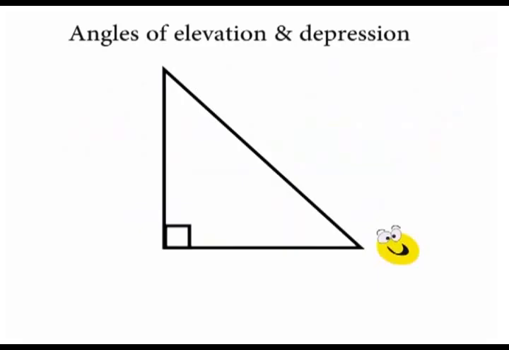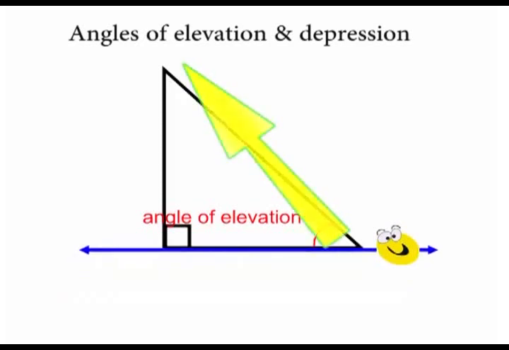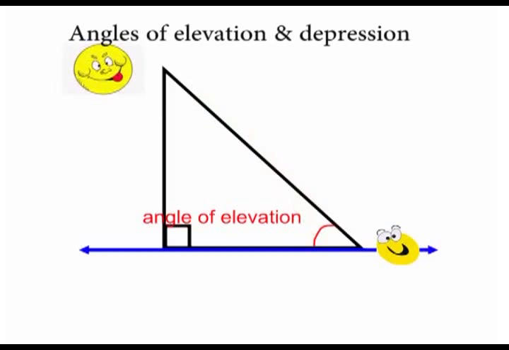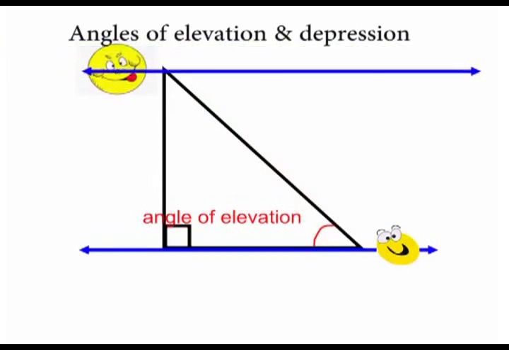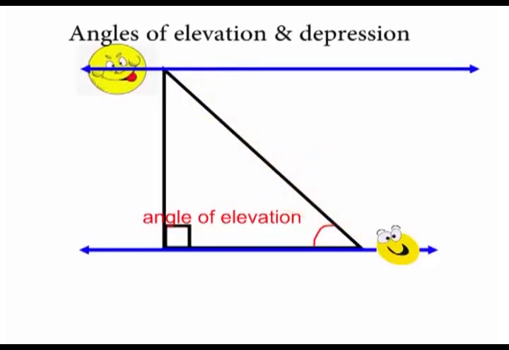You are looking up at something. This is called the angle of elevation. The angle of elevation denotes the angle from the horizontal upward to an object. So the angle is above the horizontal. Or maybe you are looking down at something. Straight ahead is the horizontal. And if you are looking below or downward, this will denote the angle of depression.